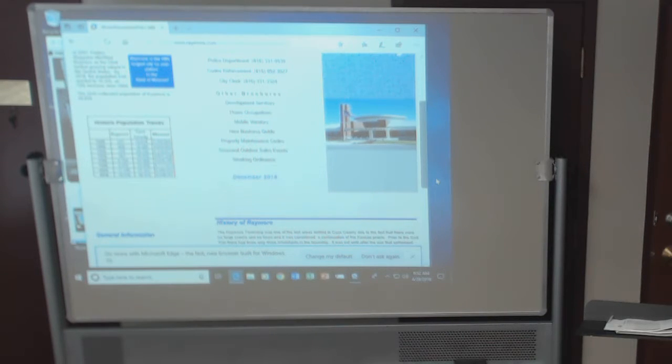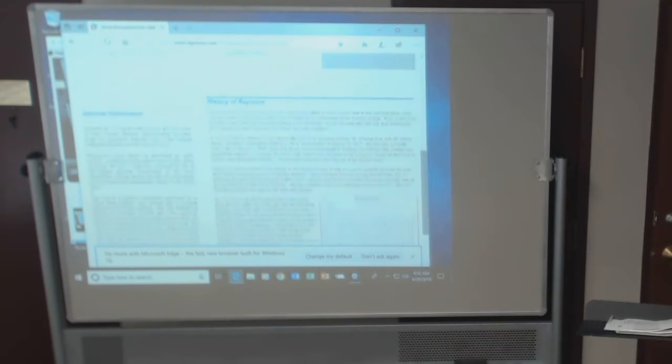I don't know if you can read the history of the population trend, but in 1940, there were 207 people in Raymore. In 1960, there were 268. In 1980, there were 3,000. In 2000, there were 11,000. And in 2010, there were 20,000. Jumped in 10 years, doubled. Here's the history of Raymore.